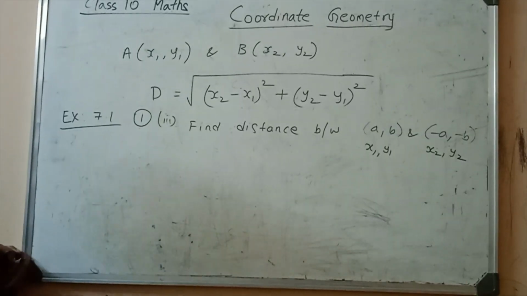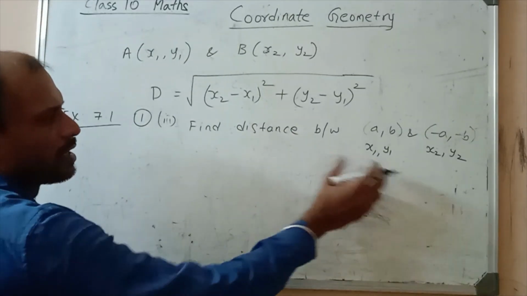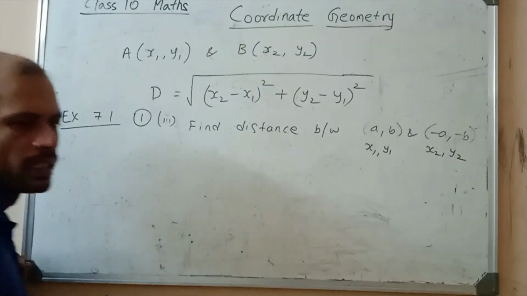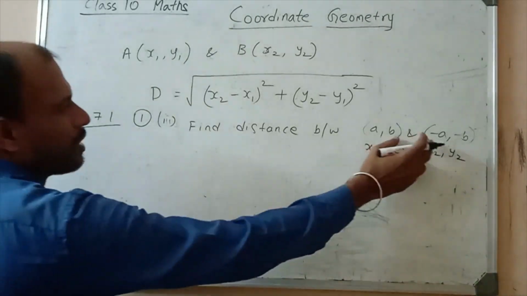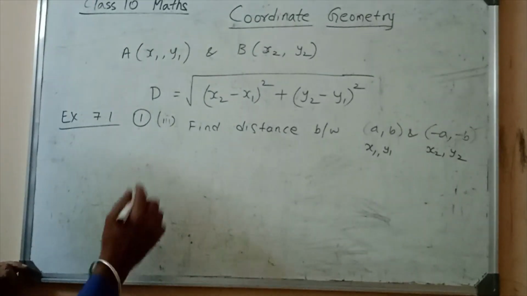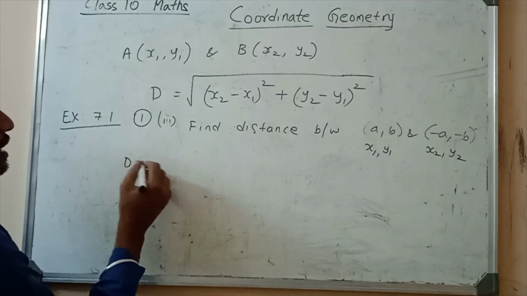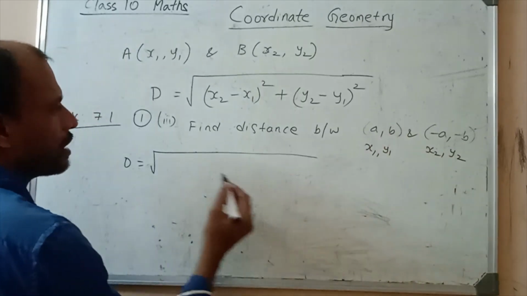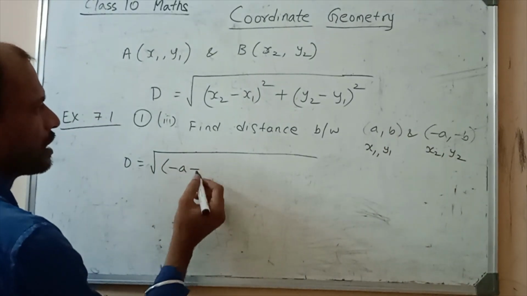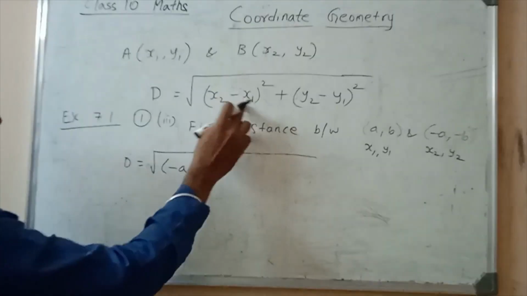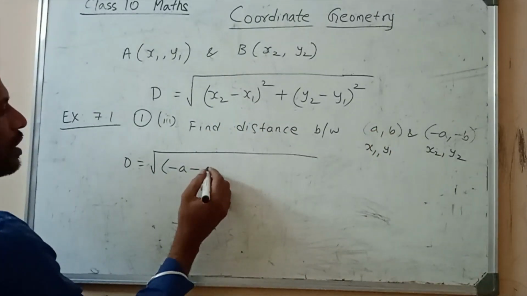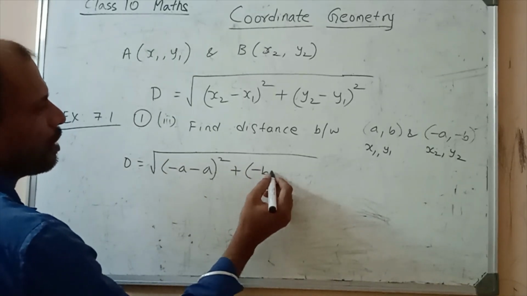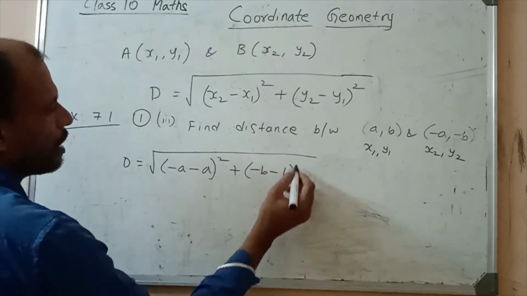Let us see the next question. Same, using the distance formula. Find the distance between the points given as (a, b) and (minus a, minus b). Given in terms of variables, so straight away we can apply the formula. Distance d is equal to root over (x2 minus x1). x2 value is minus a, minus, in the formula you have minus, after that x1 value is also a, the whole square plus (y2 minus b), y1 is again b, the whole square.